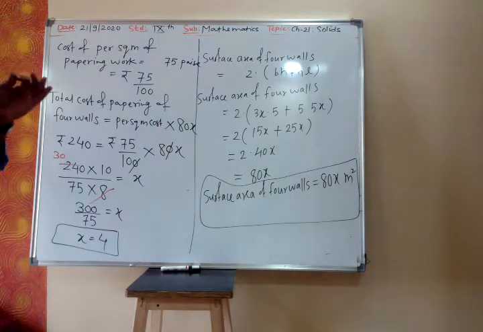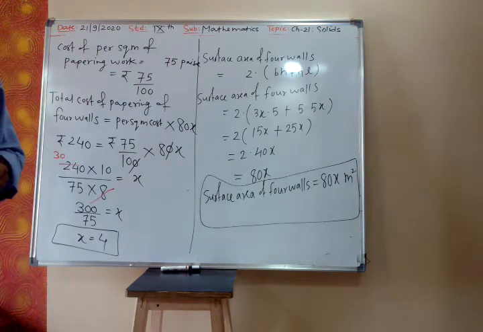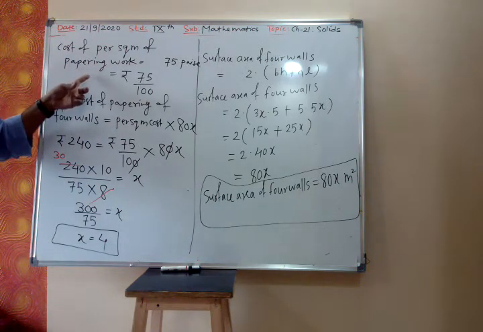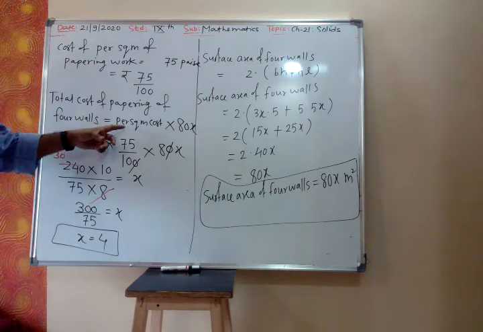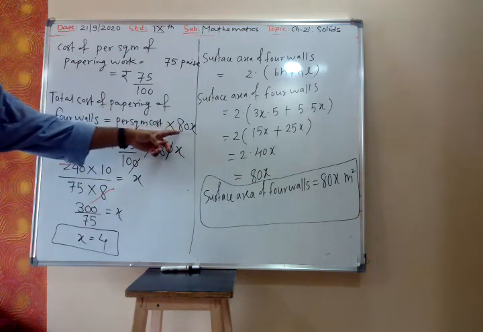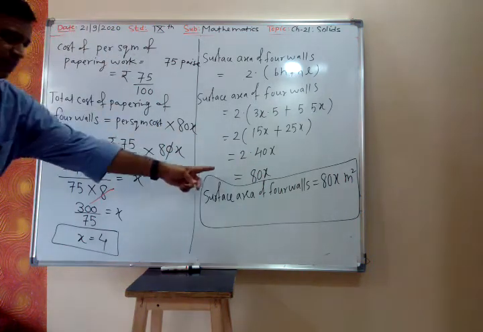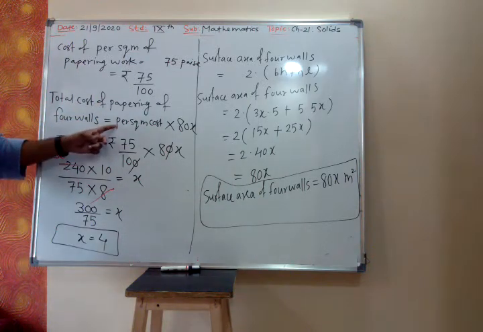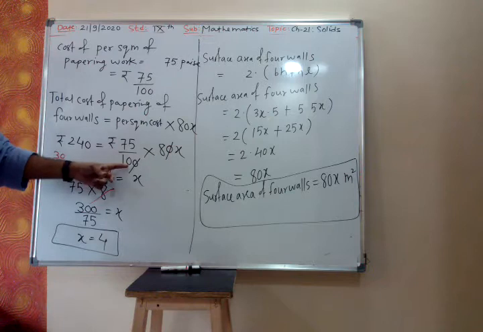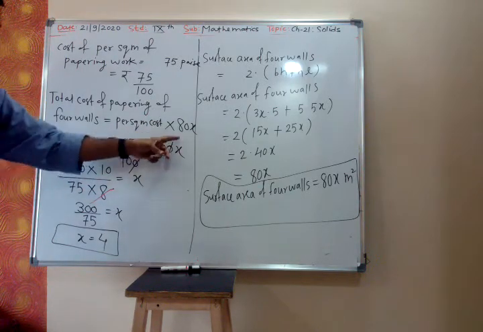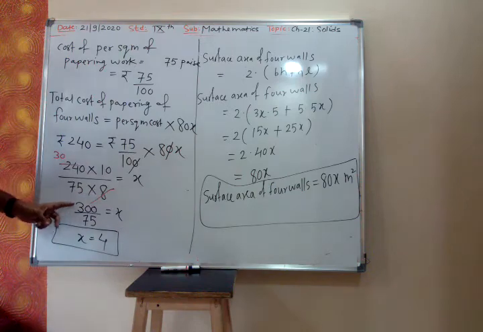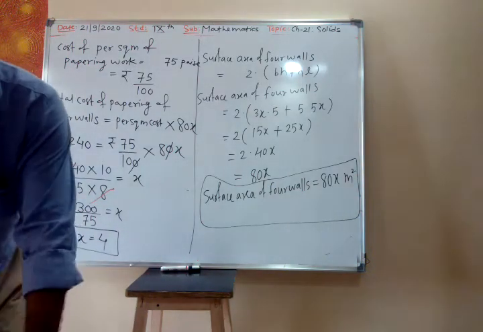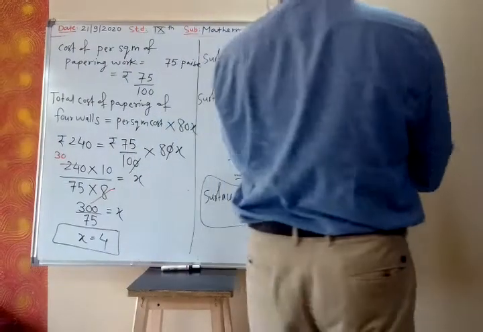75 paise per square meter papering work cost is given. And then total cost of papering work is also given, 240 rupees. So total cost of papering work will be per square meter cost into total area. Total surface area of 4 walls is 80x. Per square meter cost is 75 upon 100 into 80x. So x comes 4. Now this value of x we substitute and get length and breadth.